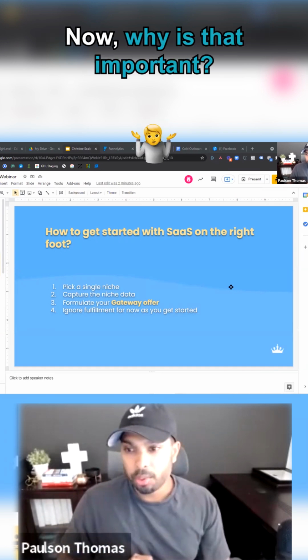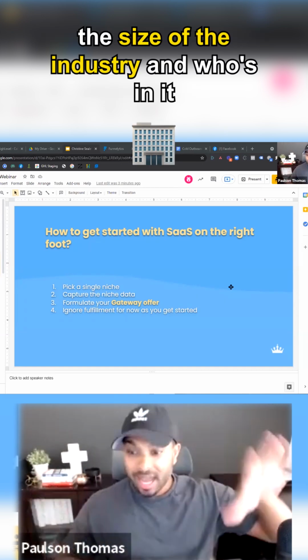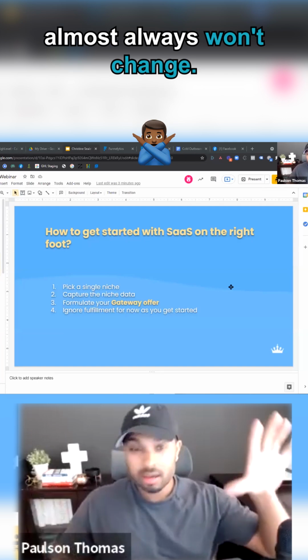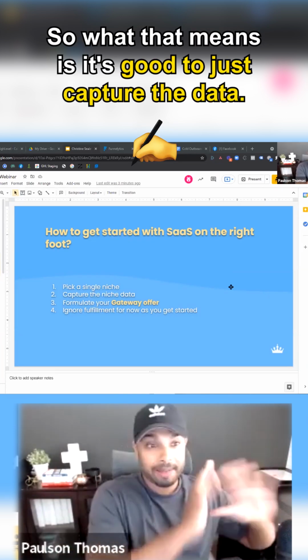Now, why is that important? You have independent variables, you have dependent variables. The size of the industry and who's in it almost always won't change. So what that means is it's good to just capture the data.